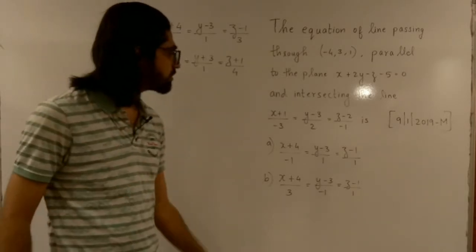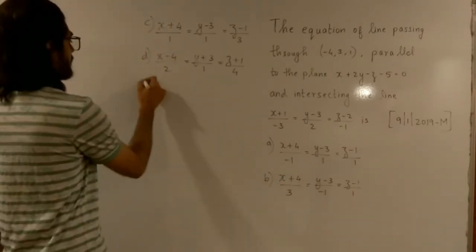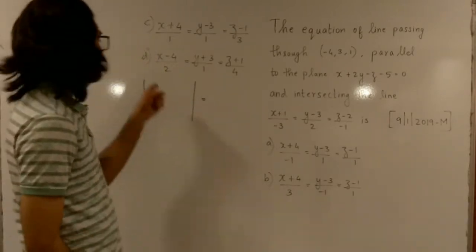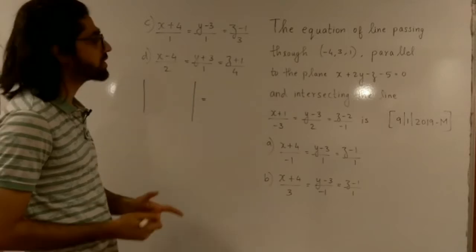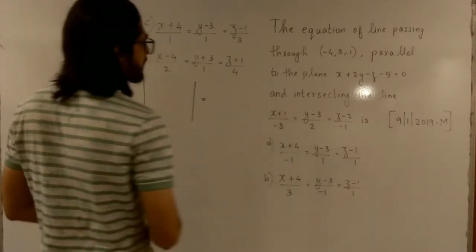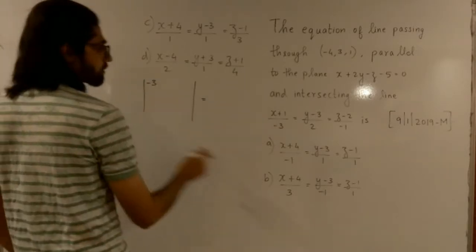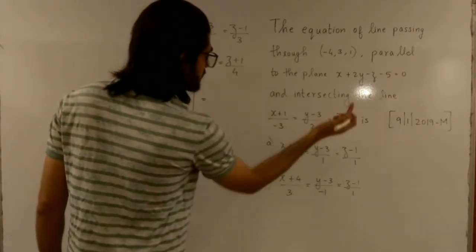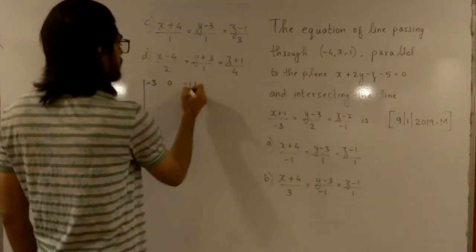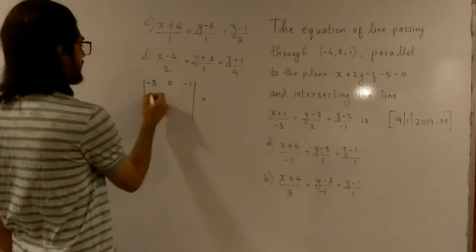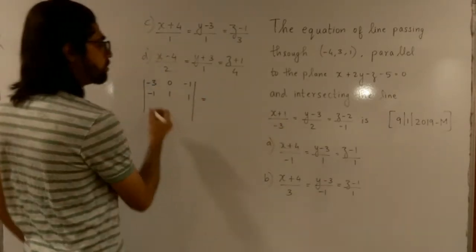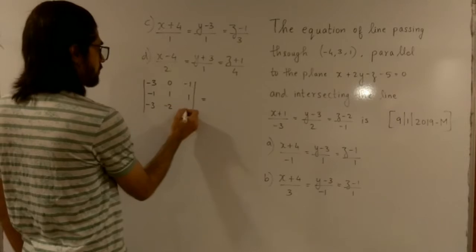So I start with my first line. The determinant was x2 minus x1, y2 minus y1, z2 minus z1. So x2 minus x1 would be -4 minus -1, that is -3, then 3 minus 3, which is equal to 0. Then I have 1 minus 2 equal to -1. A1, B1, C1 is -1, 1, 1, and this will be -3, 2, -1.